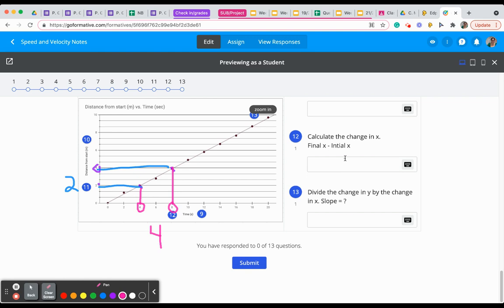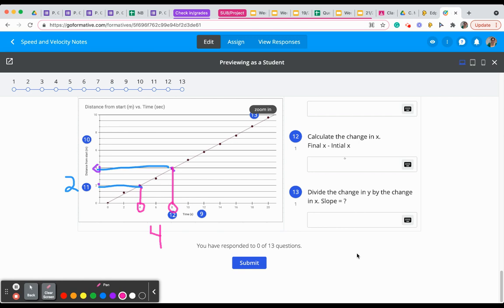Last, we find the slope, which is the change in y over the change in x. The change in y was 2, the change in x was 4, so 2 divided by 4 gives us the slope of the line. And I'll let you do the last calculation on your own.